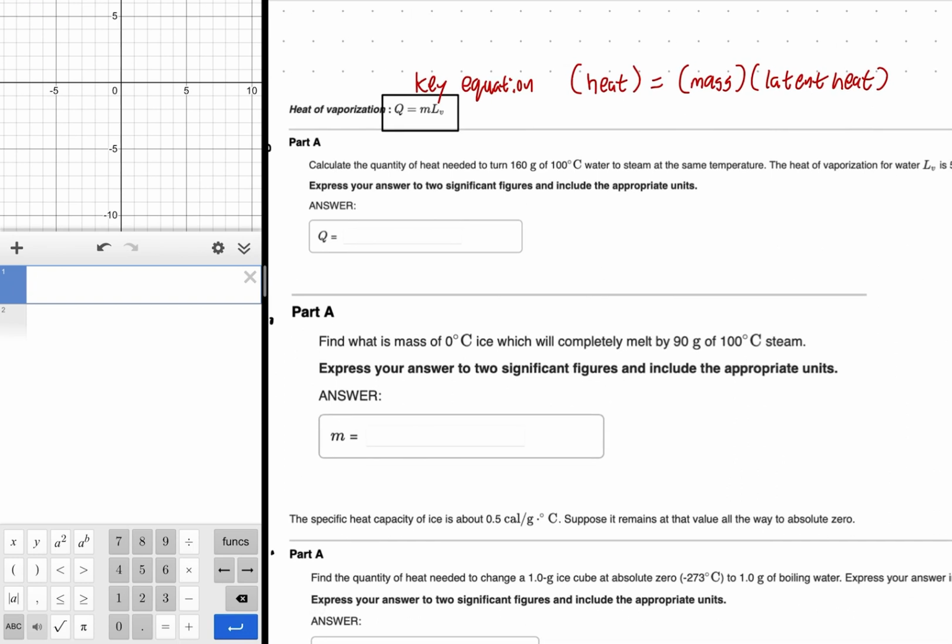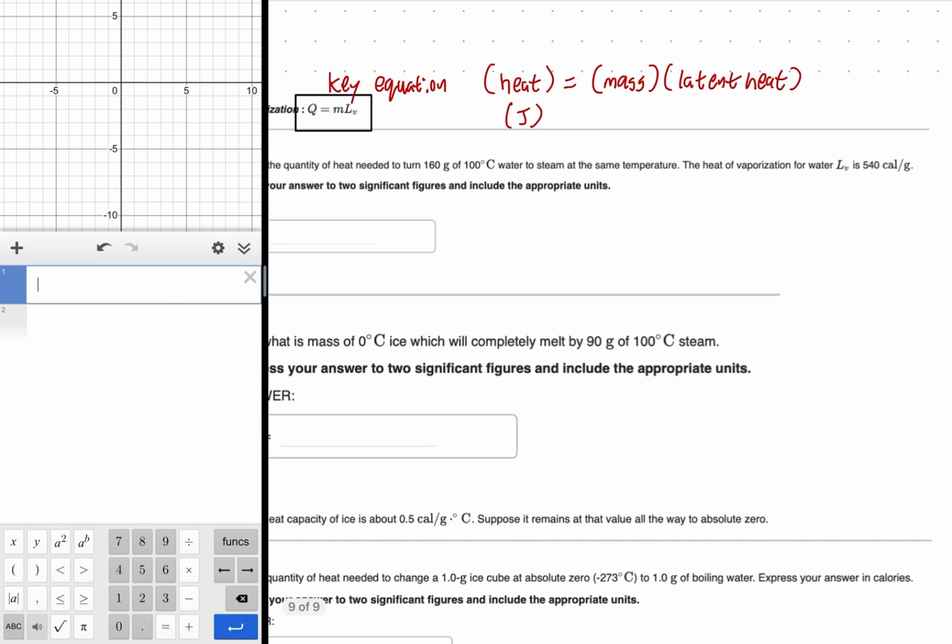And we should think we will be given the value because it's a plug and chug, which means we're going to be given the mass and the latent heat, and we just need to find Q. Q is going to have units of joules. It's going to be our final answer. Okay, so with that single key equation, we are asked to calculate the quantity of heat needed to turn 160 grams of 100-degree Celsius water to steam at that same temperature.